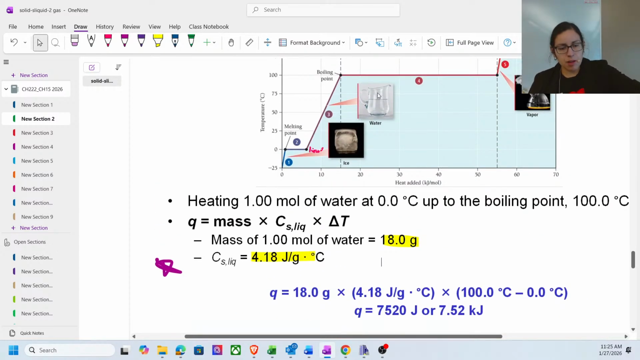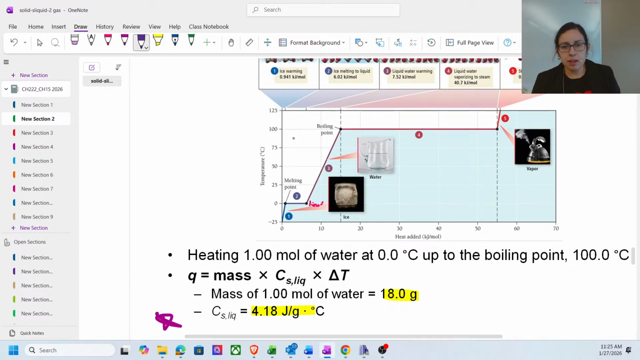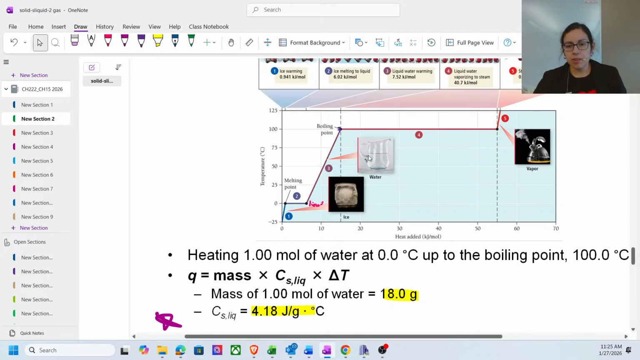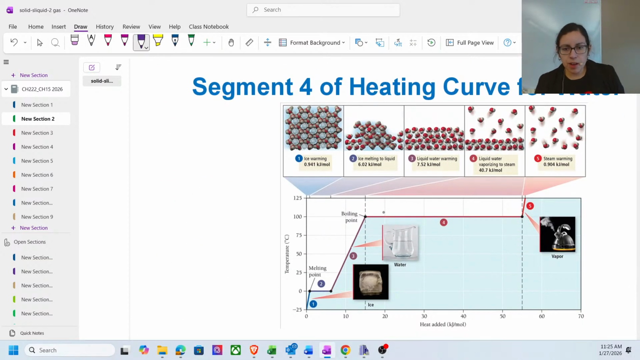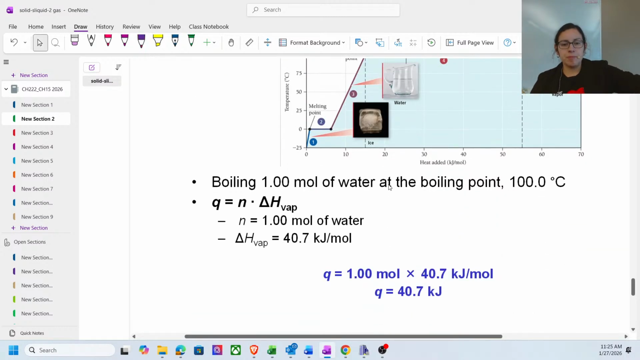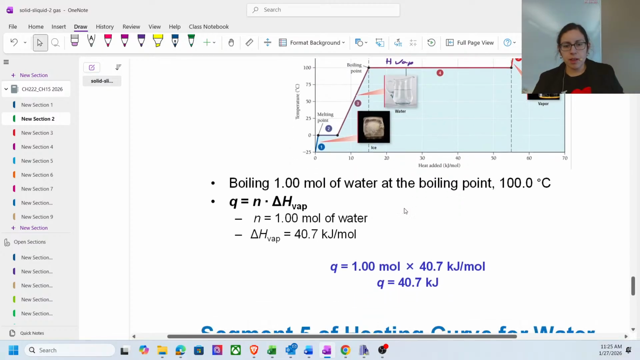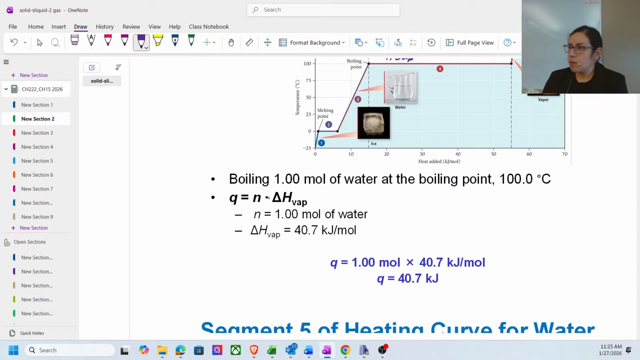And so, just orient yourself. Okay, now we're here. We just finished leg 3, now it's time for another state change. So, heat of vaporization. Once again, you look up your relevant piece of data.